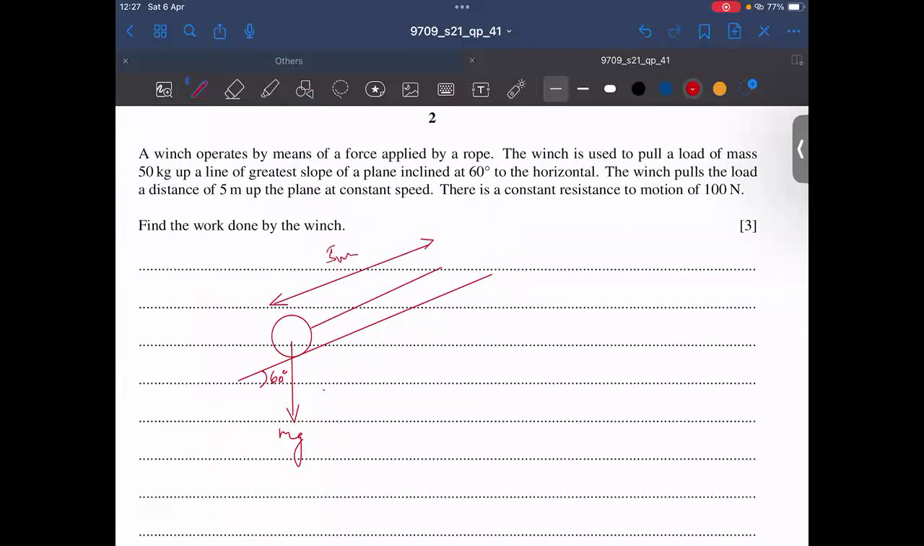5 meters, and at constant speed, so the speed is constant. There's a constant resistance to motion of 100 newtons. So, Aisha, if it is moving up the plane, the force of resistance, so the frictional force, is going to be acting down the plane. Miss Aisha and Miss Amna and Mr. Mustafa.